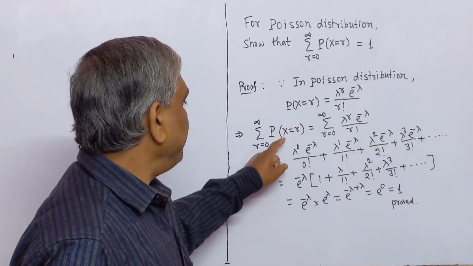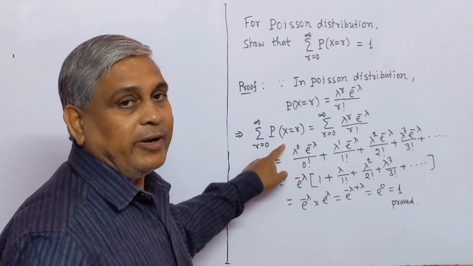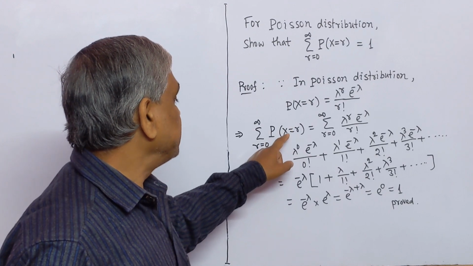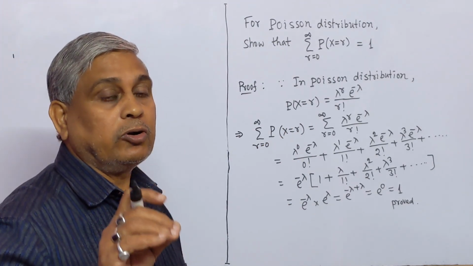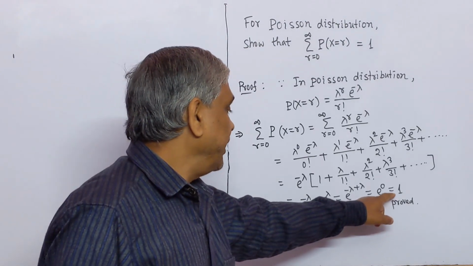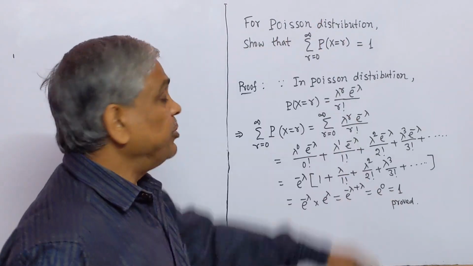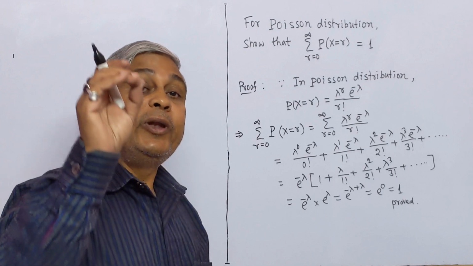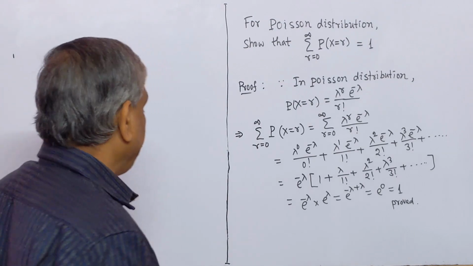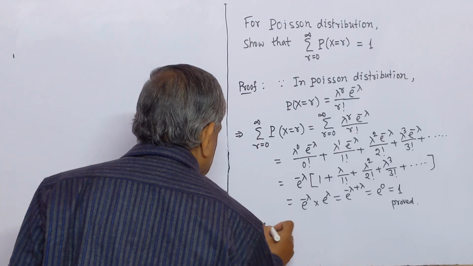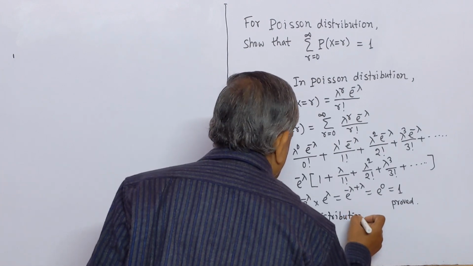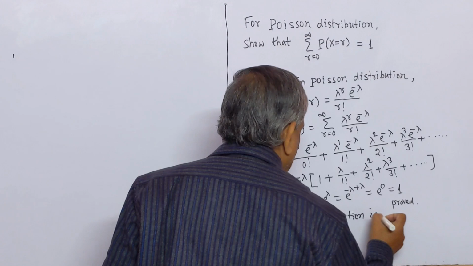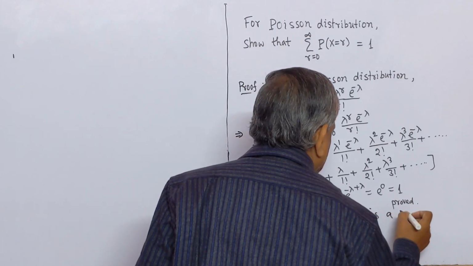Since the sum of all probabilities for random variable X equal to 0, 1, 2, and so on is 1, hence Poisson distribution is a probability distribution.